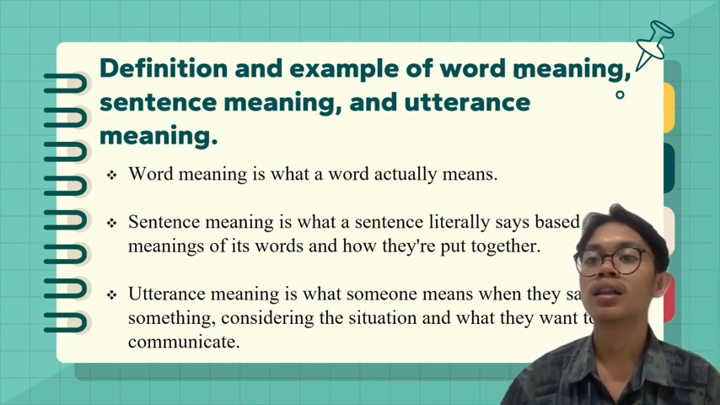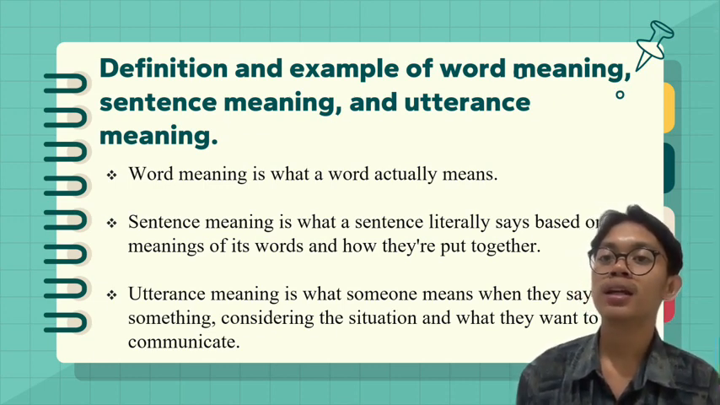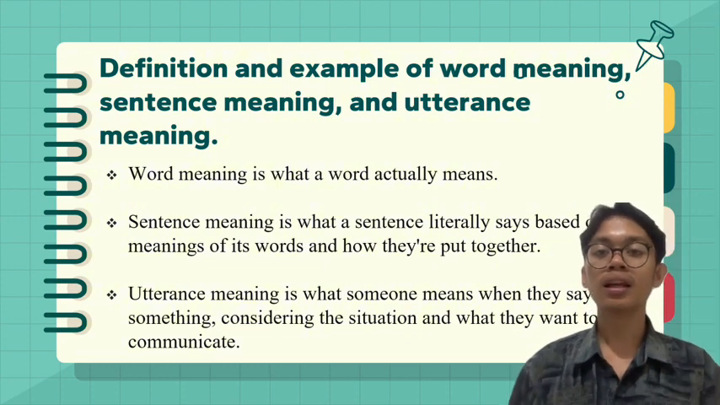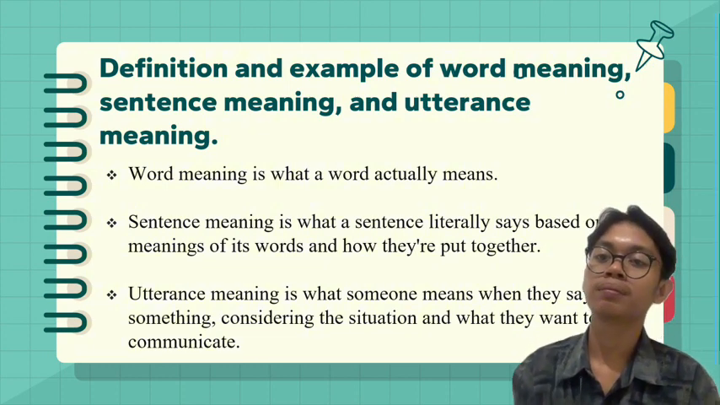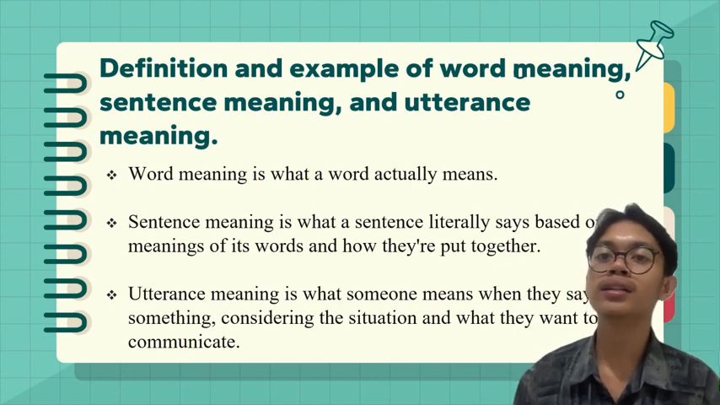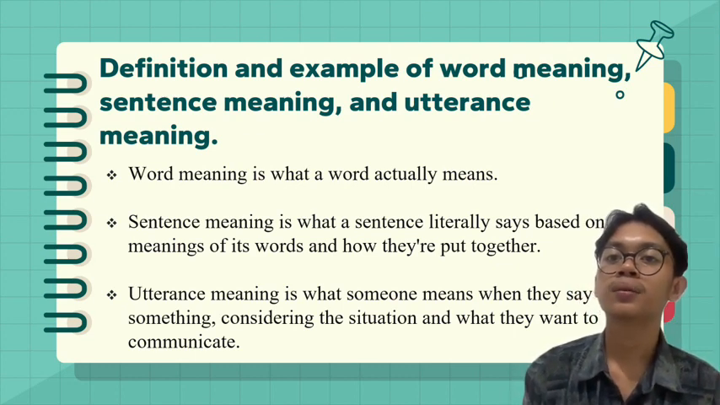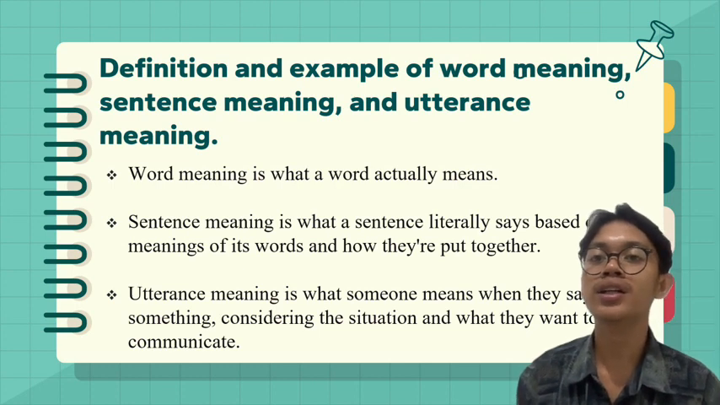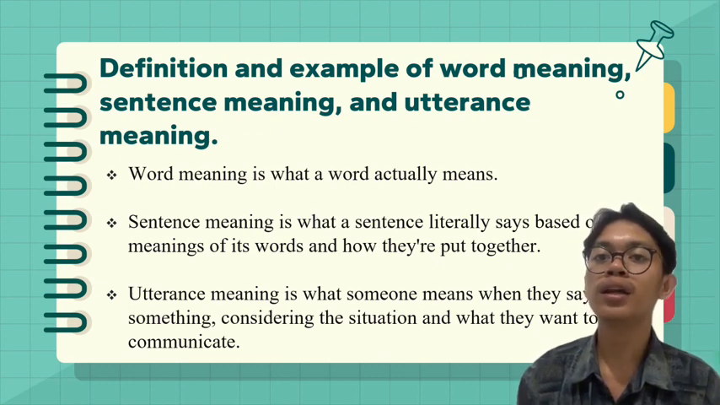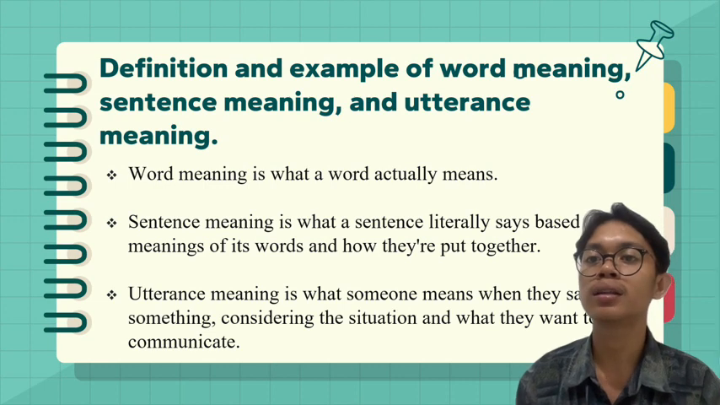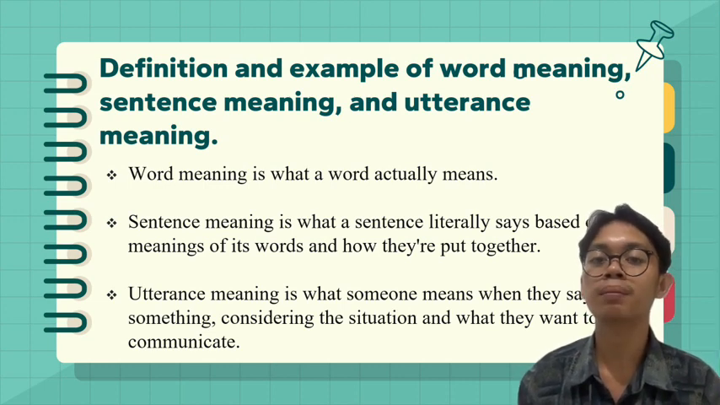So, the dog barked loudly just means that a dog made a loud noise. The last is utterance meaning. Utterance meaning is what someone means when they say something, considering the situation and what they want to communicate. For instance, if someone says, "It's cold in here," they might actually mean they want the heater turned on or a window closed, even though the words themselves just state the temperature.